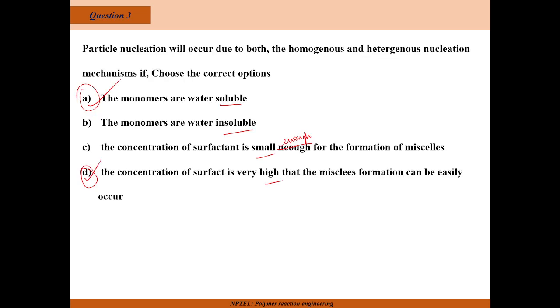Again, this was the question: the particle nucleation will occur due to both homogeneous and heterogeneous nucleation mechanisms if monomers are water soluble, monomers are water insoluble, the concentration of surfactant is small enough for the formation of SLDs, or the concentration of surfactant is high so that SLD formation can easily occur. The answer to this question is that it should be water soluble, and the concentration should be high. So these were the initial three questions that we discussed.